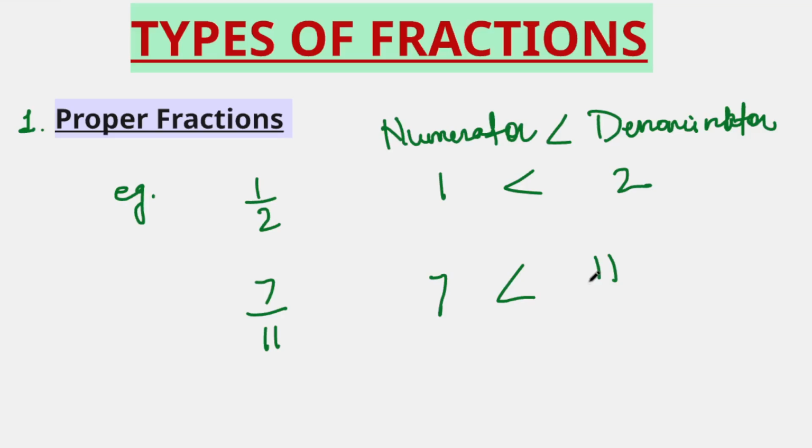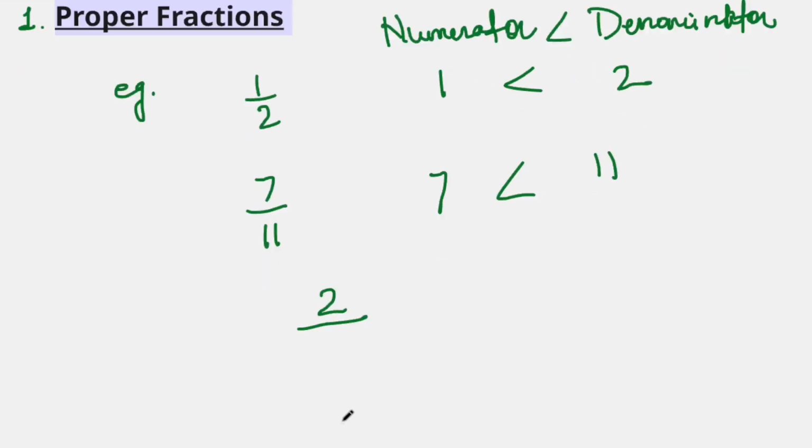You can relate it like you have a pizza, and you cut it into 4 slices. You eat 2 slices. So what fraction of pizza did you eat? You ate 2 slices out of the 4 slices. So numerator is smaller and denominator is bigger here. So this is a proper fraction.